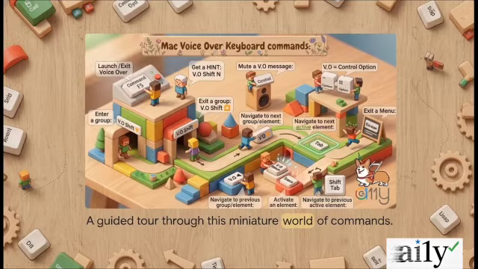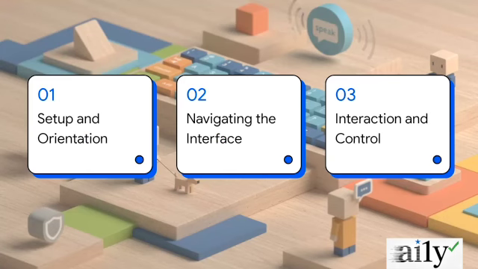Let's get started. Our journey is broken down into three simple parts. First, we'll cover setup and orientation just to get you up and running. Then we'll dive into navigating the interface so you can find your way around. And finally, we'll look at interaction and control, which is really all about how to make things happen. It's a logical path that'll build your skills from the ground up.